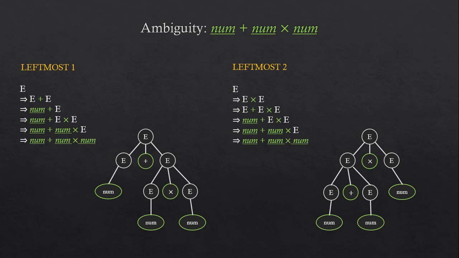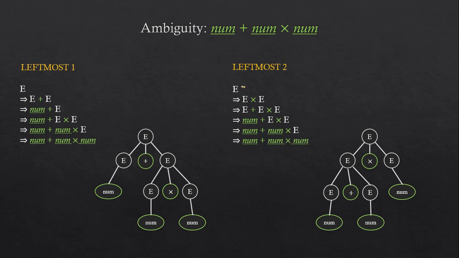So right, we are trying to generate this string, and this is our first leftmost derivation. We are expanding E using this production rule. We are producing the plus sign first, then changing E to num, and then changing this E to a multiplication sign, just as we saw in our earlier slide.